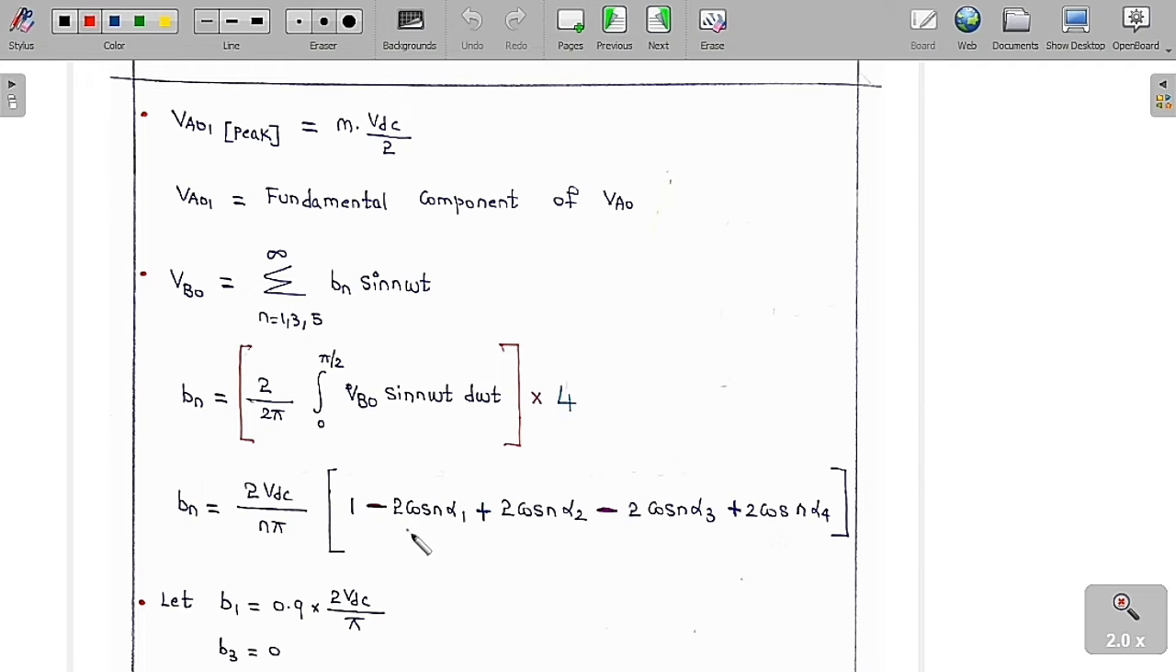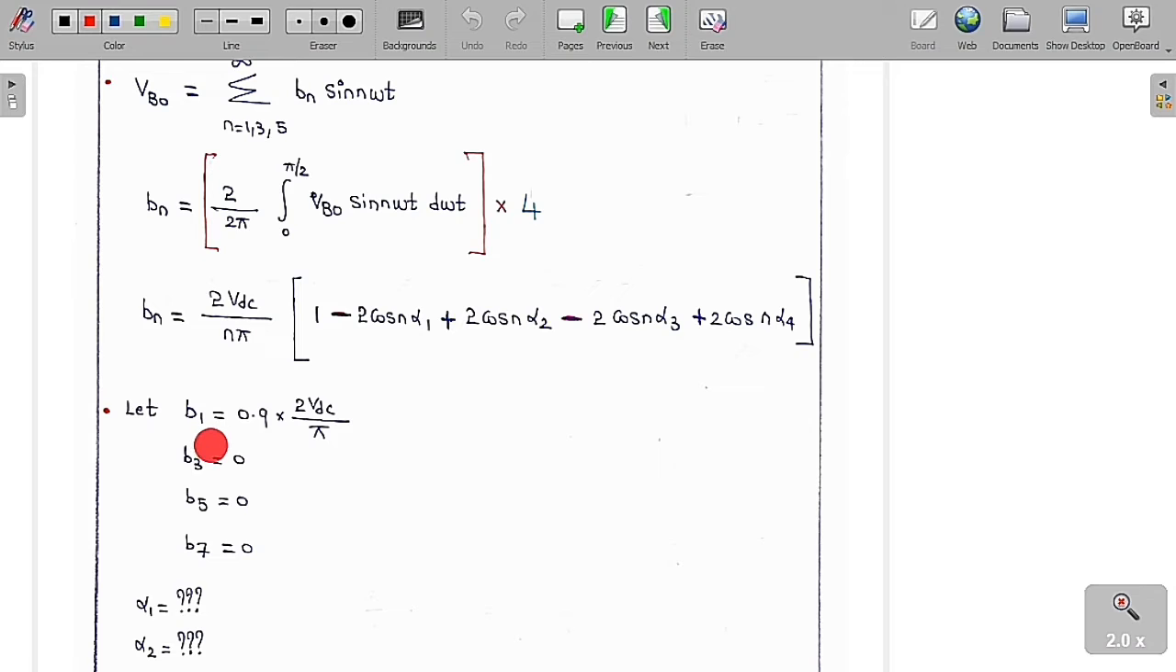Here the first is of positive nature, so plus. This is going from plus to minus, meaning minus 2 cos n alpha 1, again going from minus to plus means plus 2 cos n alpha 2, again going from plus to minus means minus 2 cos n alpha 3, again going from minus to plus means plus 2 cos n alpha 4. So this is for the given alpha 1, alpha 2, alpha 3 and alpha 4.